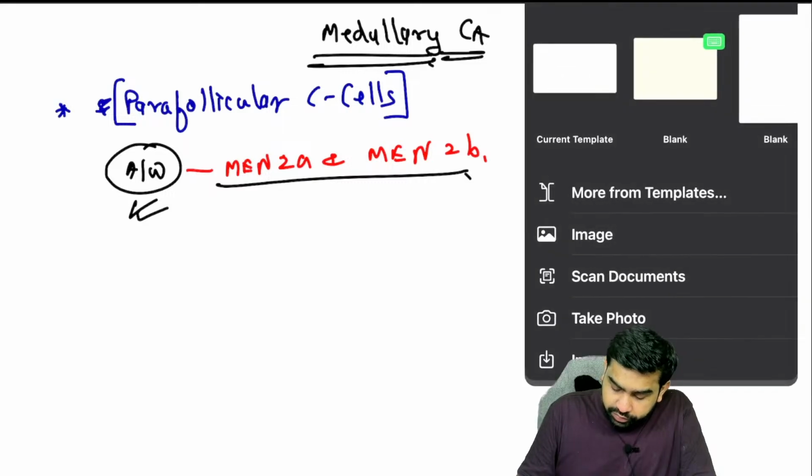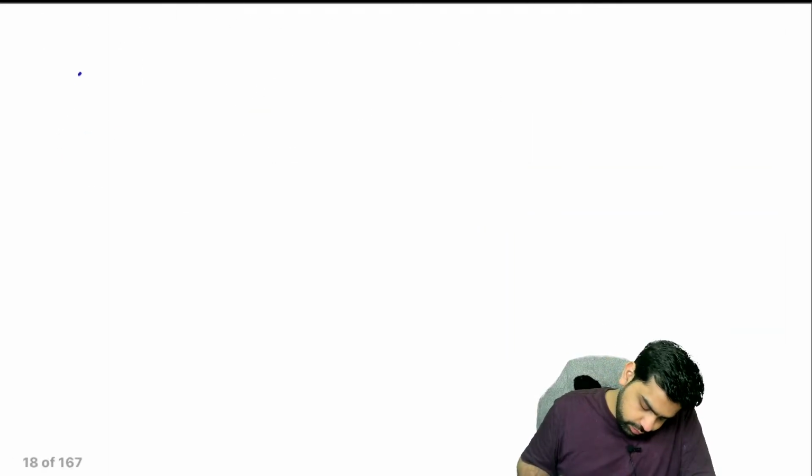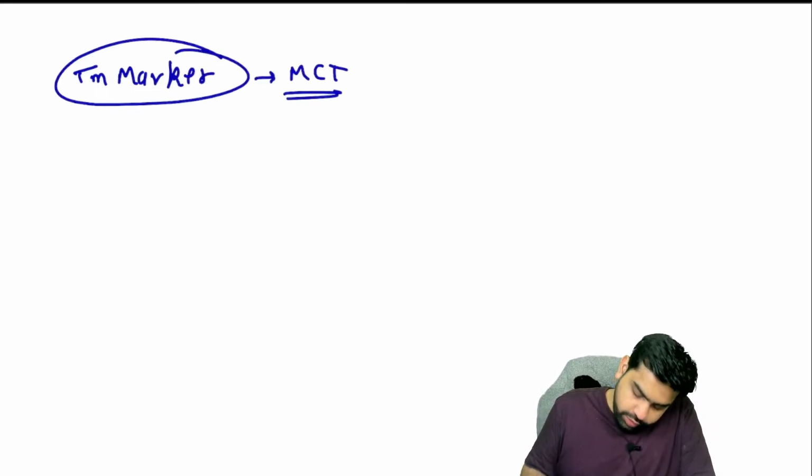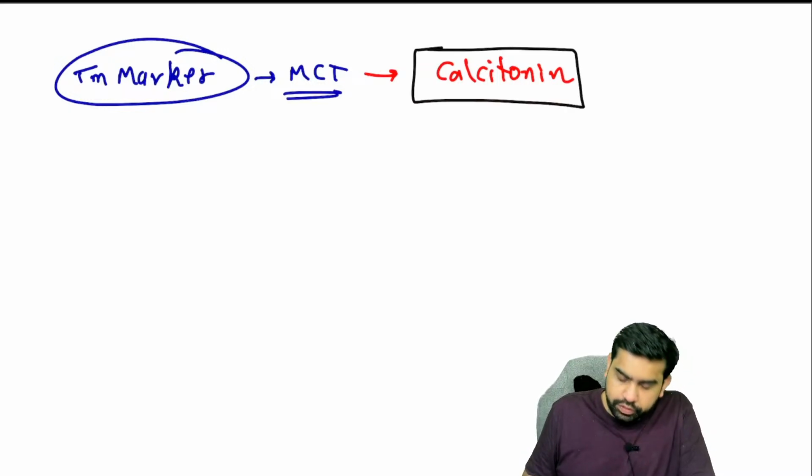Okay, now if I ask you, what is the tumor marker for the medullary carcinoma of thyroid? What is the tumor marker for the medullary carcinoma of thyroid? The answer over here is calcitonin. Okay, so please remember that calcitonin is the tumor marker which you basically have for the medullary carcinoma of thyroid.